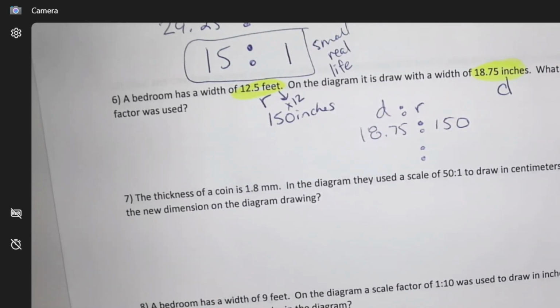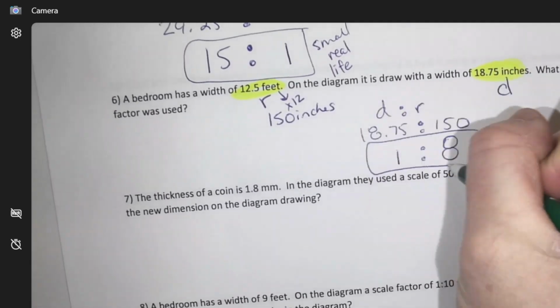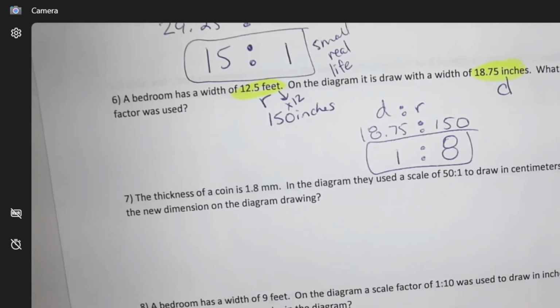And on a diagram, it's nice to have a 1 in there. So which number is smaller? You put that into a 1. So turn the 18.75 into a 1. Find the last component. So this means my real life is bigger, right? Obviously your bedroom is bigger than the paper, I hope. Unless you're like a mouse, I don't know.